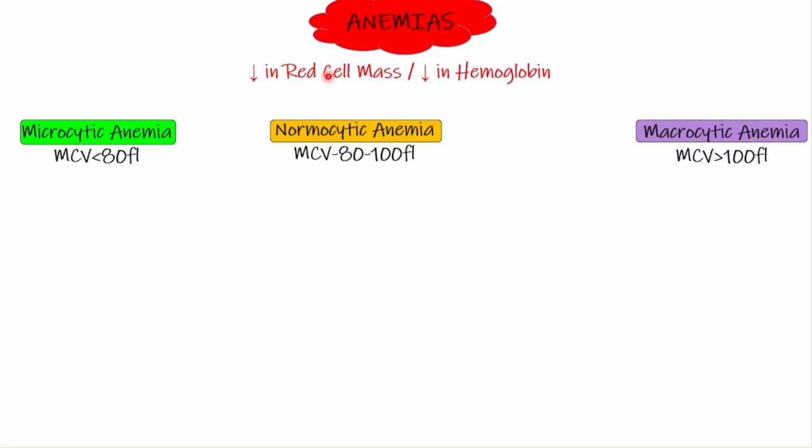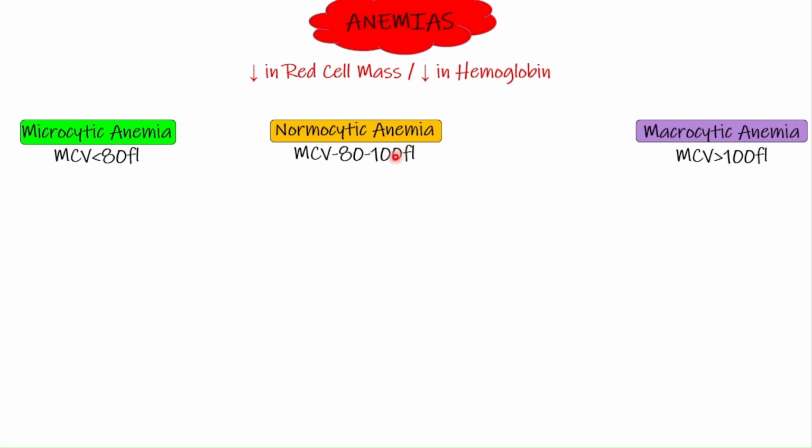So morphologically, anemias are divided into 3 types. So what exactly is anemia? Anemia is decreased red blood cell mass or decreased hemoglobin concentration. So either a decrease in red cell mass or a decrease in hemoglobin concentration is known as anemia. Morphologically, anemia is divided into three types: microcytic anemia, normocytic anemia, and macrocytic anemia.